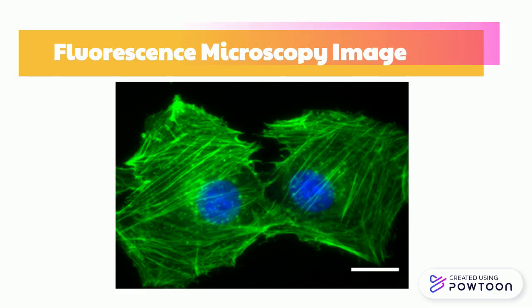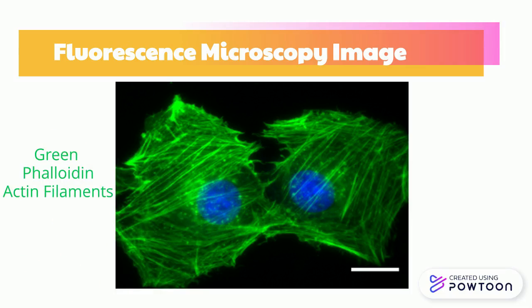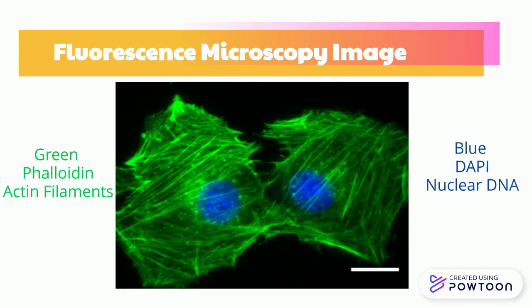This is an example of an image from a fluorescence microscope. These are fibroblasts where the protein-actin filaments have been stained with the fluorescent dye phalloidin, showing up green, and the nuclear DNA has been stained with another fluorescent dye, DAPI, that shows up blue.